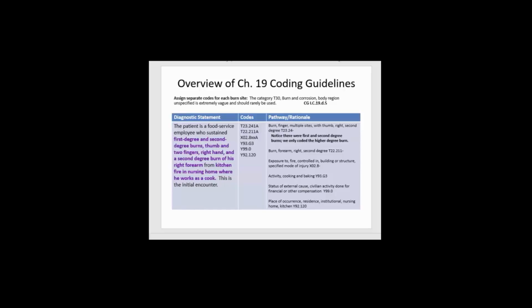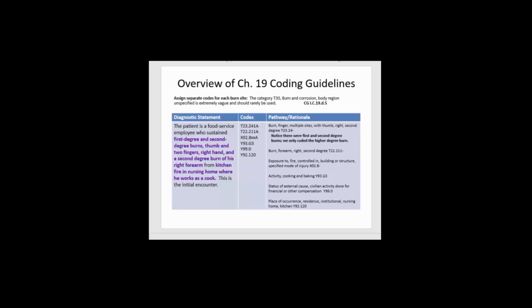There is a code, T23, for a burn of a finger multiple sites, because in this case our diagnostic statement tells us it was first degree and second degree thumb and 2 fingers. Remember from an earlier guideline we were told we only code the higher degree burn. So even though he sustained first and second degree burns, multiple sites on his right hand, we're only going to code the second degree burn. Then we code the second degree burn of the forearm.